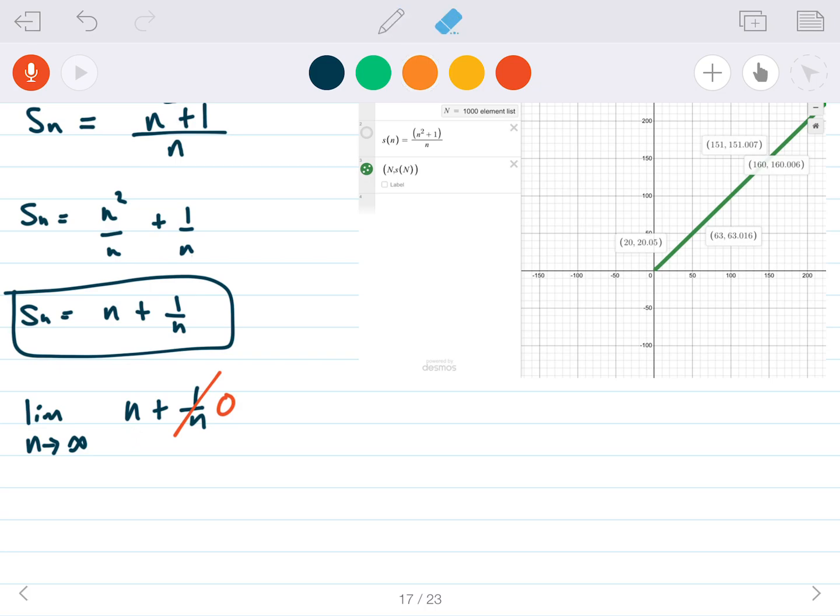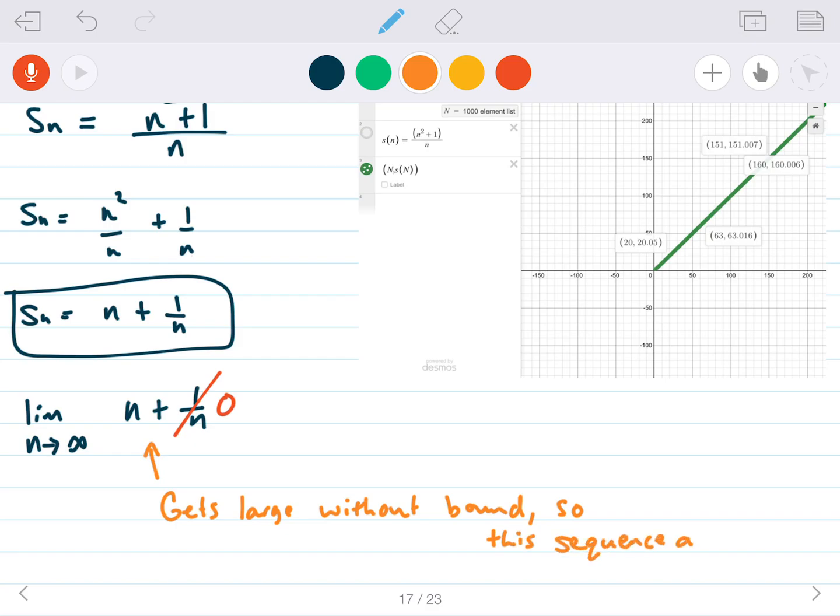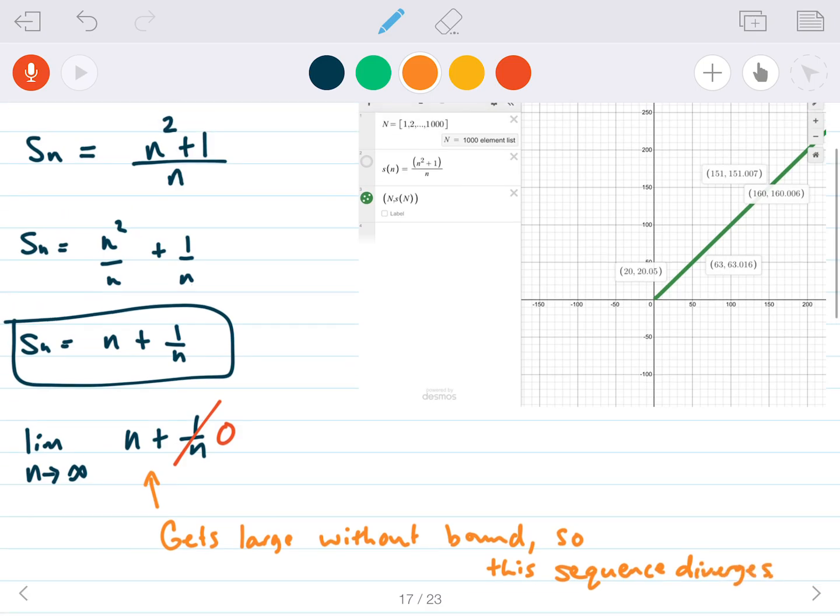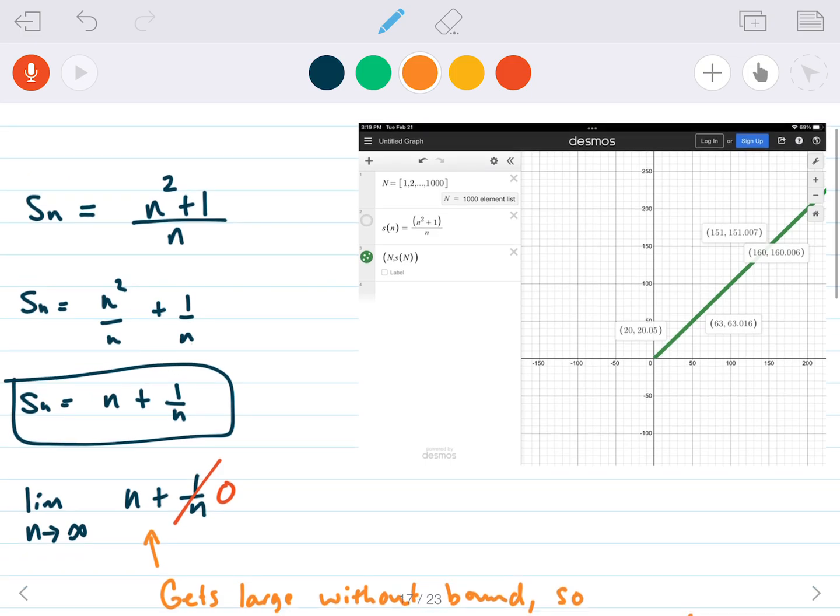So basically, this thing gets large without bound. So this sequence diverges. And we can see that from the picture. It's basically just a line, right?